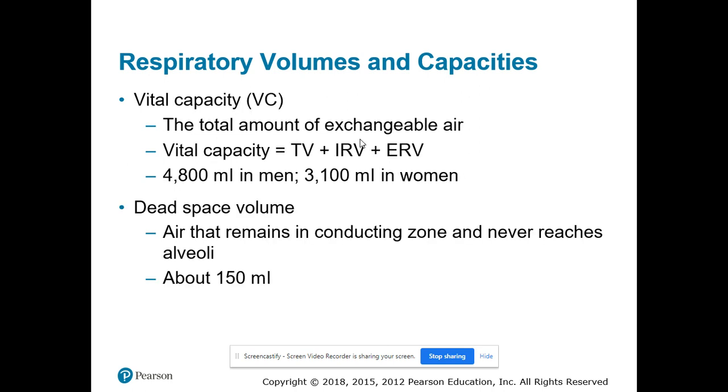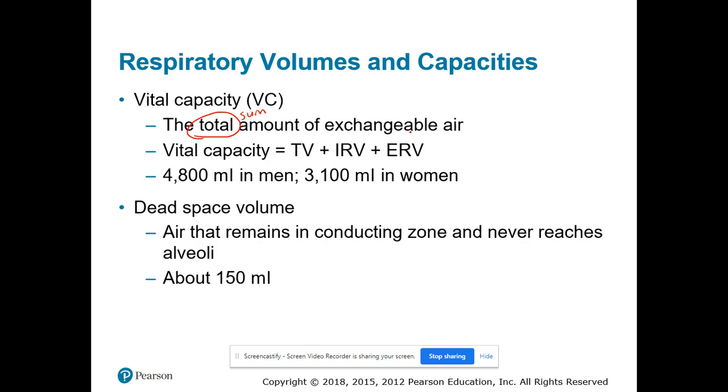Then we have vital capacity, which is abbreviated VC. This is the total amount of exchangeable air. So think about total. This is going to be adding, so we want to find the sum. Vital capacity is the sum of your tidal volume plus your inspiratory reserve volume and your expiratory reserve volume. So how much total can you breathe in and how much total can you breathe out? For men, this is about 4,800 milliliters, and for women, this is about 3,100 milliliters. So often, men have a higher respiratory capacity than women.